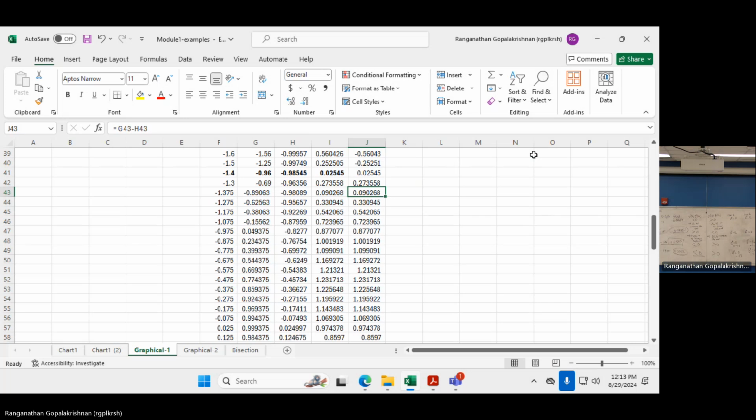Keep iterating until the difference falls below 1%. I'm setting that 1% criterion. In your problem or application, it might be something else. Okay.